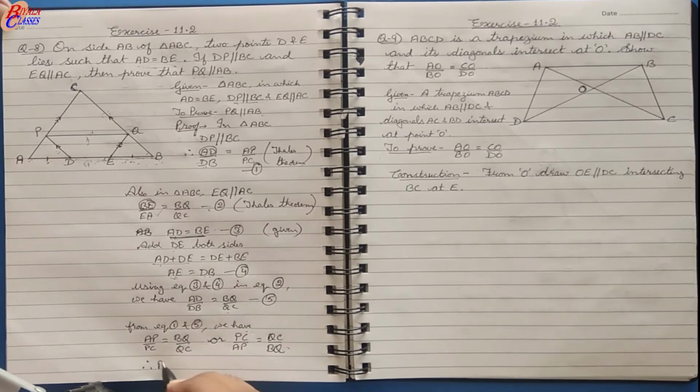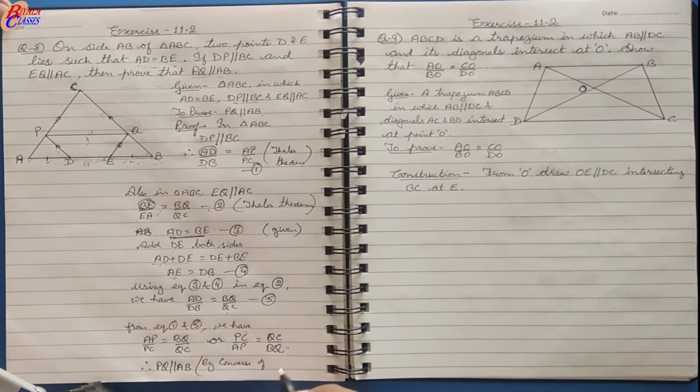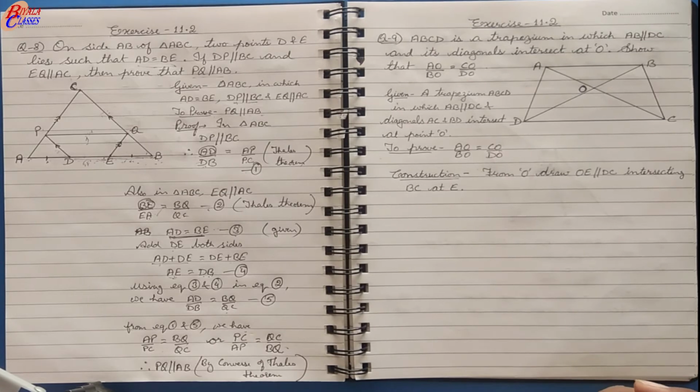Therefore, PQ is parallel to AB. This is by converse of Thales theorem. So this is the proof of question number 8. Now let's move towards question number 9.